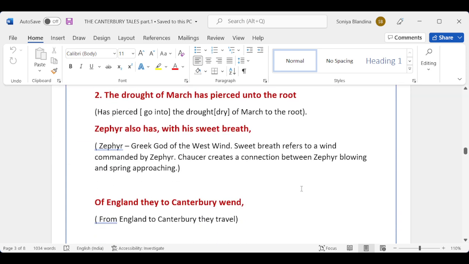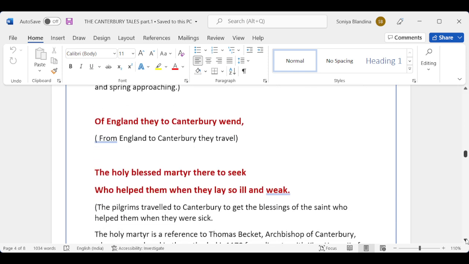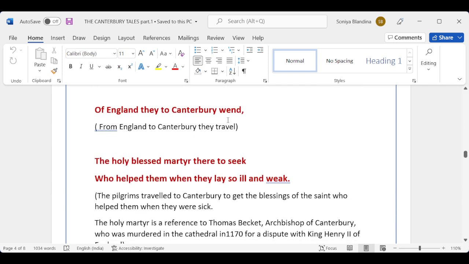And then Zephyr also has with his sweet breath. Zephyr is a Greek god of the west wind, as I already mentioned before. So, Zephyr is blowing and it says that spring is approaching. The next important line, of England they to Canterbury went. So the pilgrims were traveling from England to Canterbury.